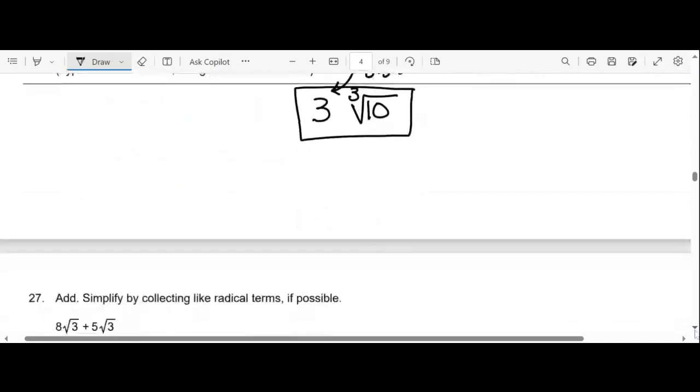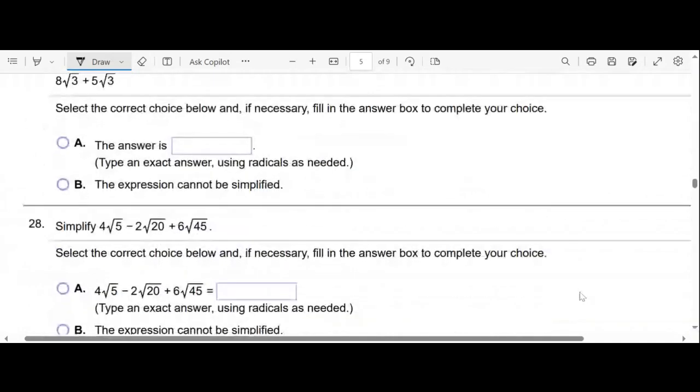Okay, let's move to the next one. Now we're going to do addition. Do we have the same square root? Yes. So we can add. Otherwise, we cannot add. 8 plus 5 square root of 3. So that gives you 13 square root of 3. Excellent. Yeah, that's it. That's the answer.